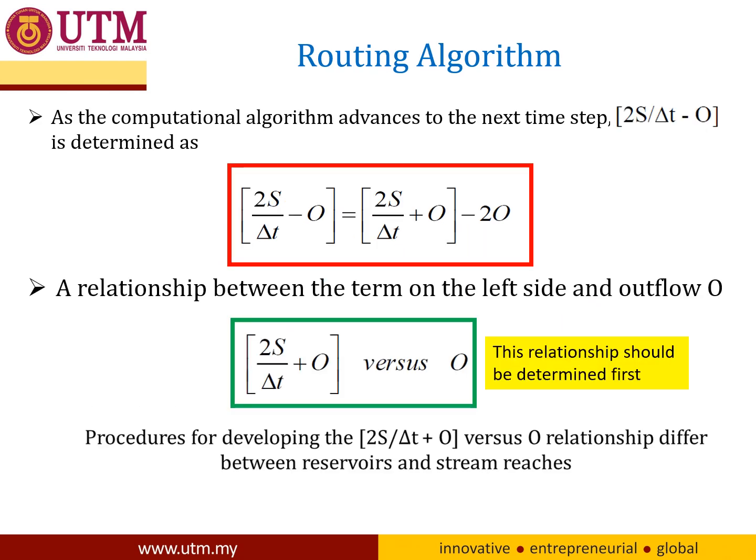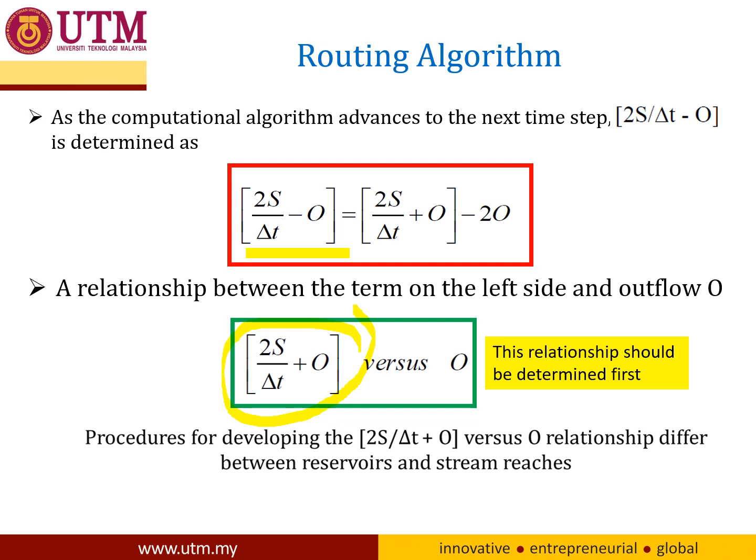We will also use this information. It also reorganizes the formula. So for the next time step, we will adopt this. You might not see this yet, you will see it when we do some example. So we will adopt this as the next time step. And we also need this relationship, the relationship between storage and outflow. So this green box should be determined first.